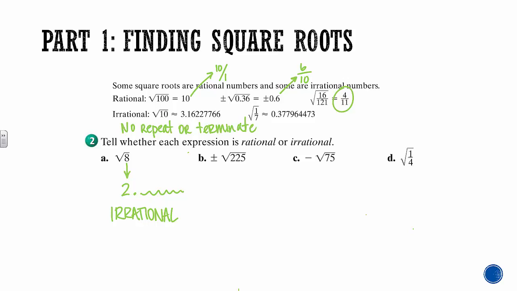Now the next one, the square root of 225. If you type it in your calculator, you will get a nice pretty 15. So that means that this is rational. That number can be written as a fraction.